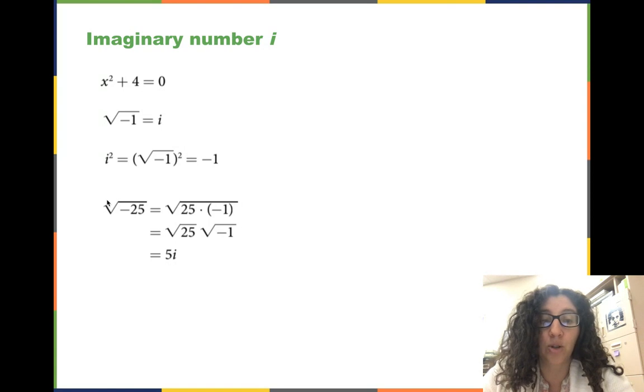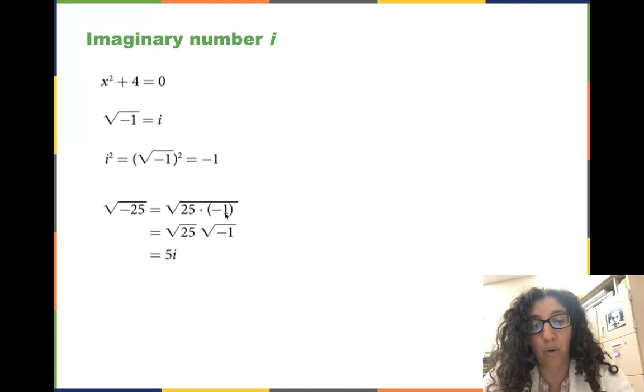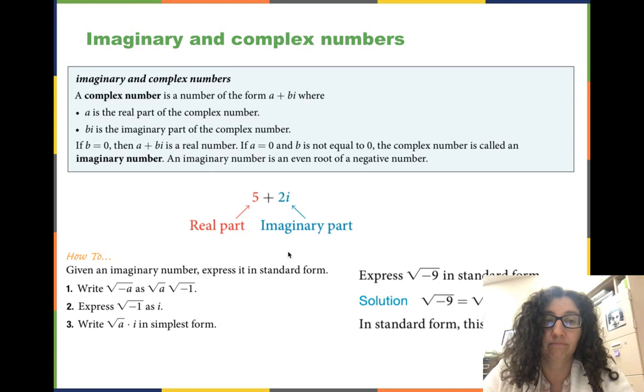And we can use it like this. If we had the square root of a negative number, like negative 25, we can write this as the square root of 25 times the square root of negative 1. We can use properties of radicals to split that into two radicals, the square root of 25 times the square root of negative 1. And we can write this as i, and this as 5. So the answer to this would be 5i. So that's an imaginary number.